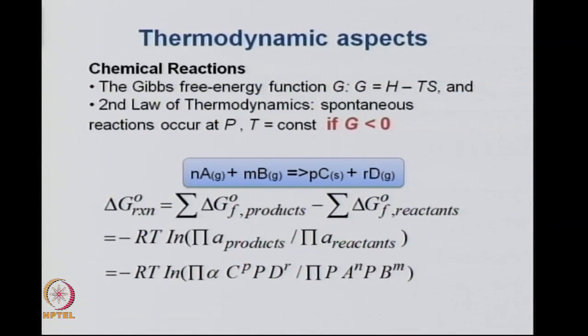So, if you have any chemical reaction which is going to happen during the formation of the film, it has to obey this relation of the free energy being less than 0. And the free energy calculation is done typically like this. For example, consider a reaction where n moles of a gaseous molecule A react with m moles of another gaseous species B to give p moles of a solid, say C, which is the thin film which will form, and r moles of another gas, say D. Now, the delta G, or the change of the free energy of the reaction, is the free energy of the products minus the free energy of the reactants.